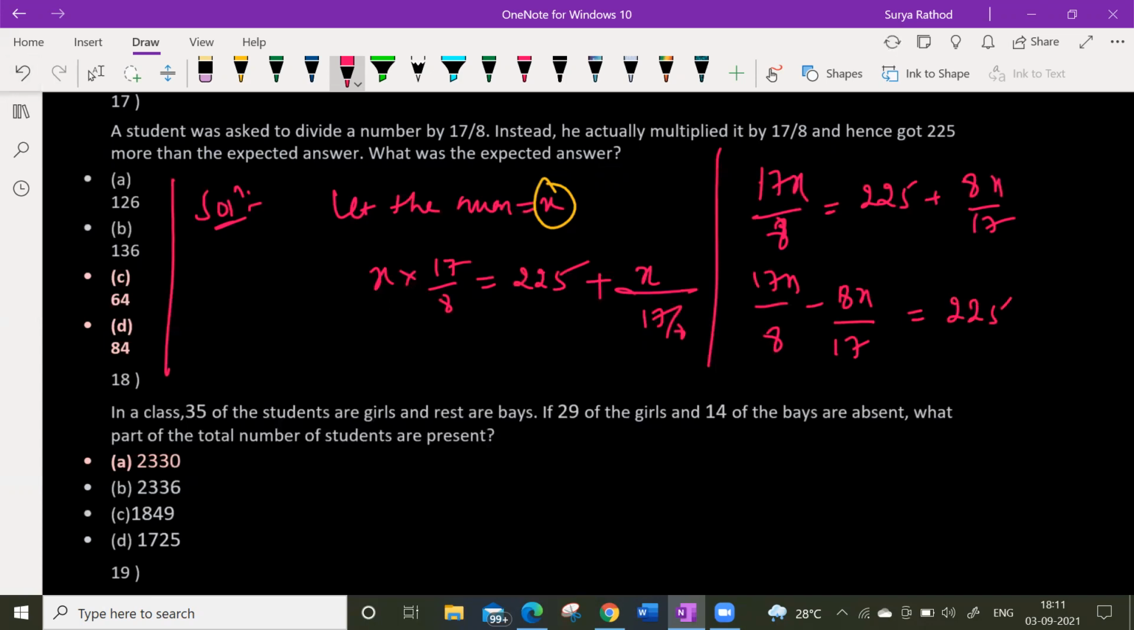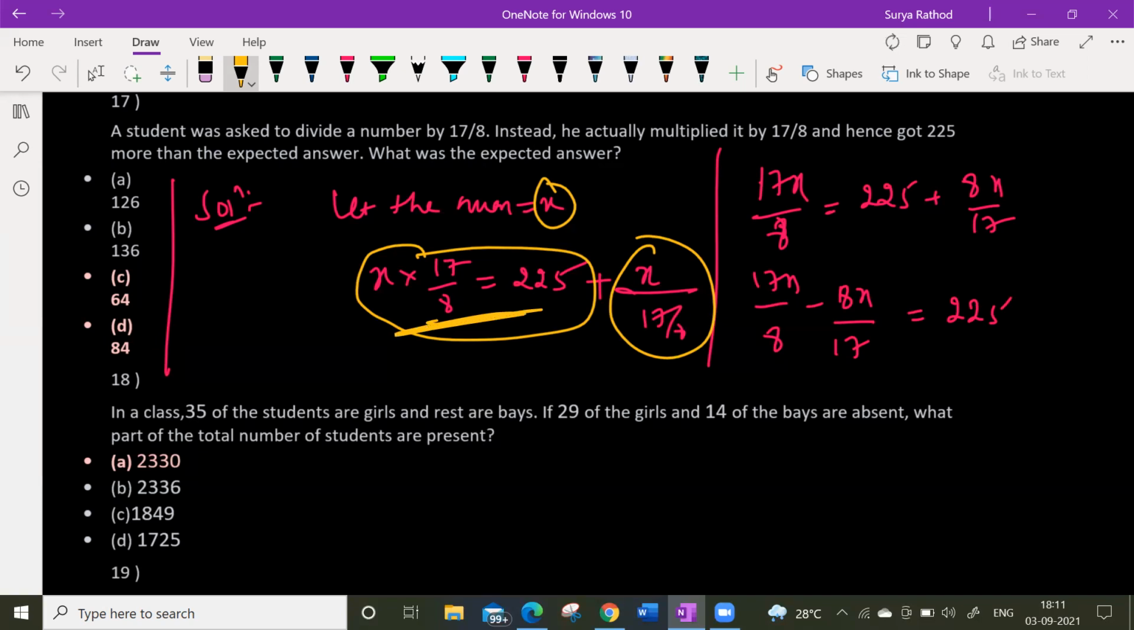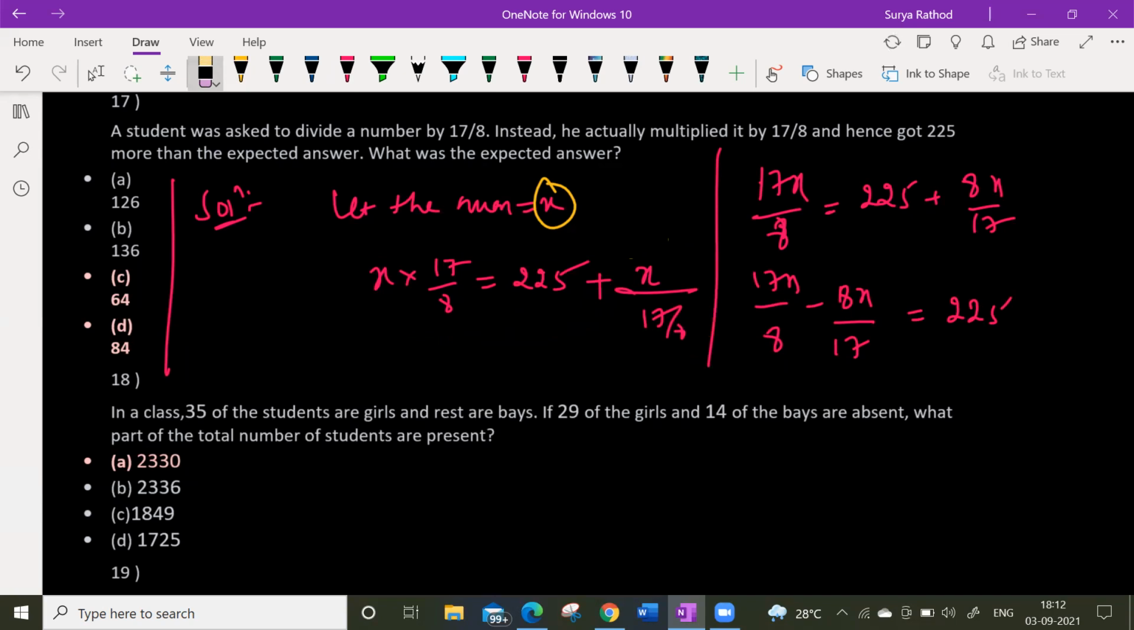Look at this here. What he has given here: he multiplied and got this answer. But he had to divide actually. Accidentally he has done this. But for dividing, to make that balance, what does he have to do? He has to add this. For making it balanced, he has to add that.